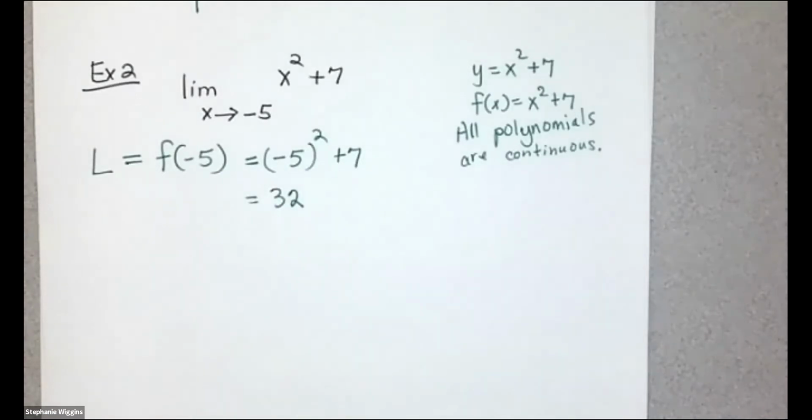Okay, see how that works? That's where the continuity comes into play. If you know a function is continuous, then you know the limit value is going to equal the function value. And so that will help you solve the problem. And that's how we find limits algebraically.